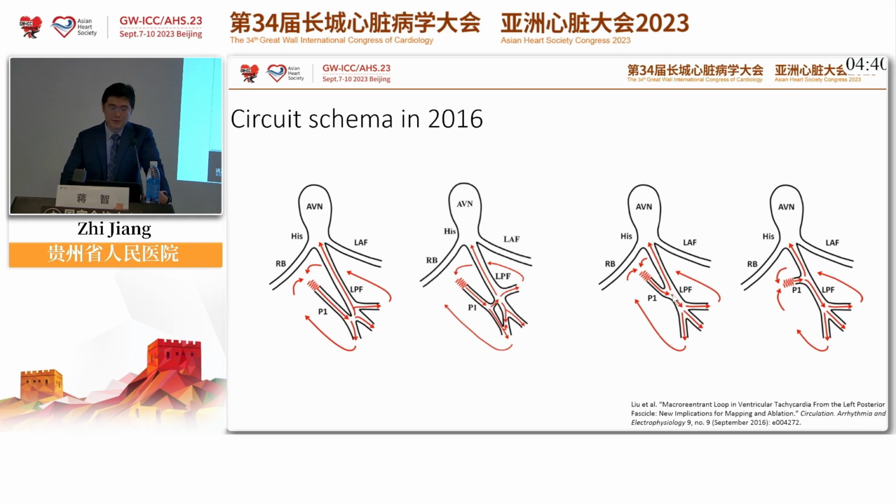P1 fused with P2 together, and the distal P2 forms the antegrade part of the antegrade limb. And in most of the cases, there's only a connection between P1 and P2. The P2 is just a bystander in the circuit.